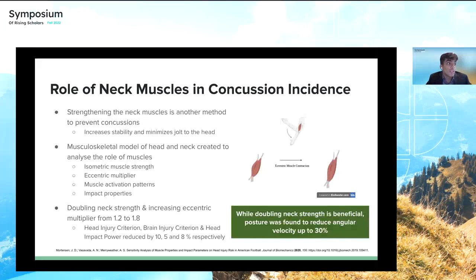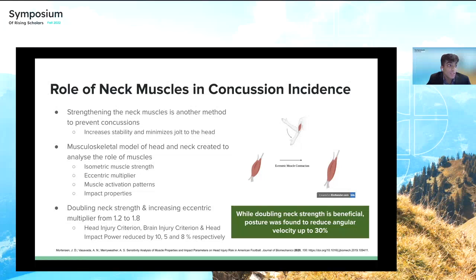Another possible preventative measure includes involving training and muscle building, as muscles in the neck play a tremendous role in concussion incidents. Strengthening the neck muscles is another method to prevent concussions, as it increases stability and minimizes the jolt to the head experienced during impacts. Researchers created a musculoskeletal model to analyze the role of muscles. Isometric muscle strength, eccentric multiplier, muscle activation patterns, and impact properties were all examined. Eccentric strength refers to the ability of a muscle to lengthen as it contracts.